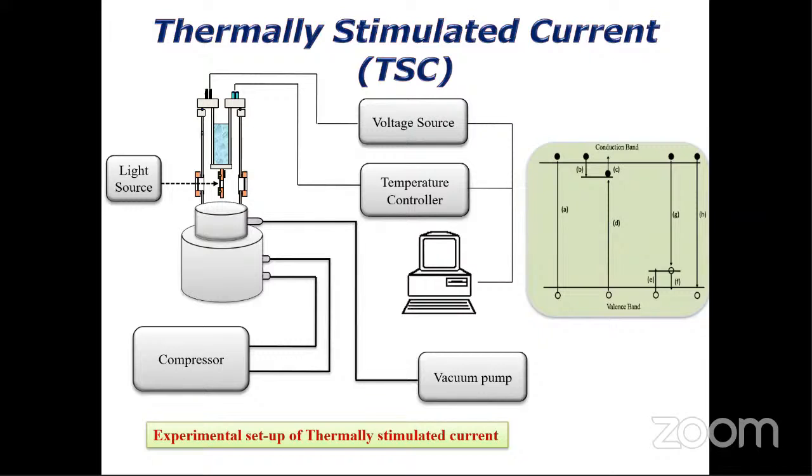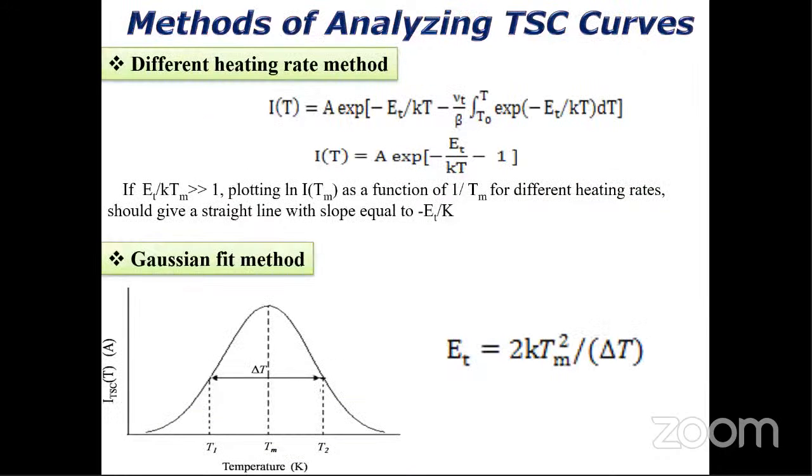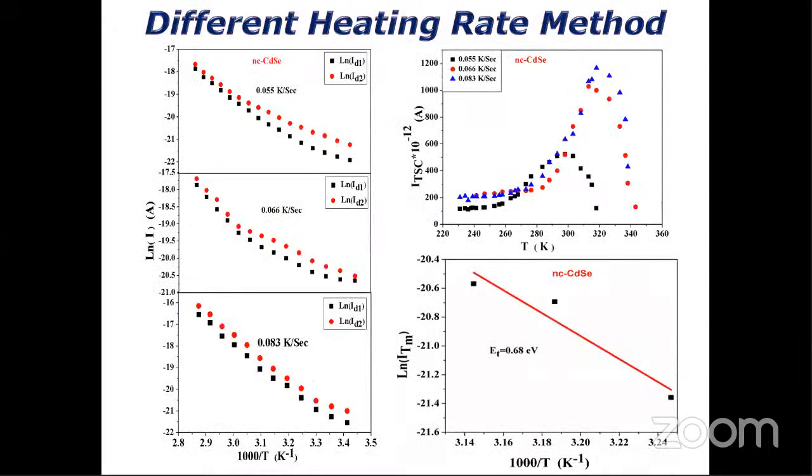If we do that study, we can get very good information from that experiment. So here we are using a light source. The same experimental setup is used for that one. A voltage source is applied, there is a temperature controller, and things are monitored on the computer also. There are two methods: one is the different heating rate method, and the other one is the Gaussian fit method. So we have used these here, and these are the data.